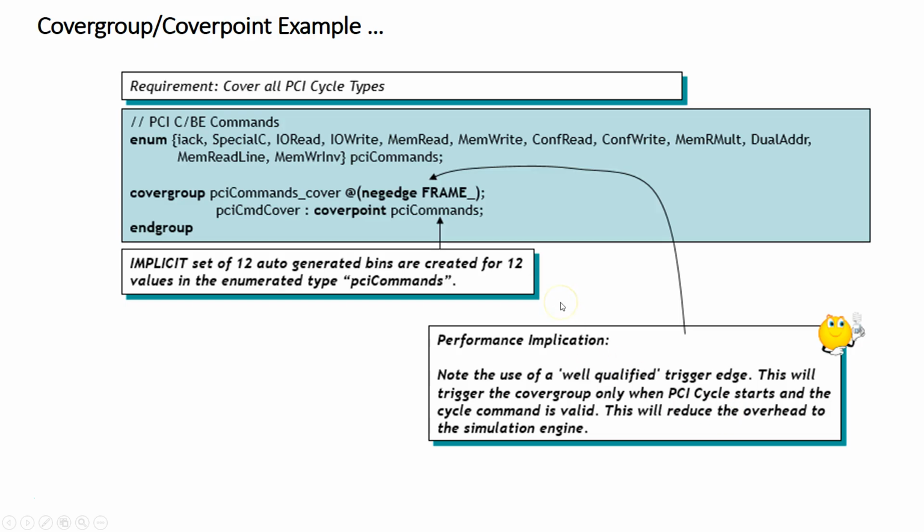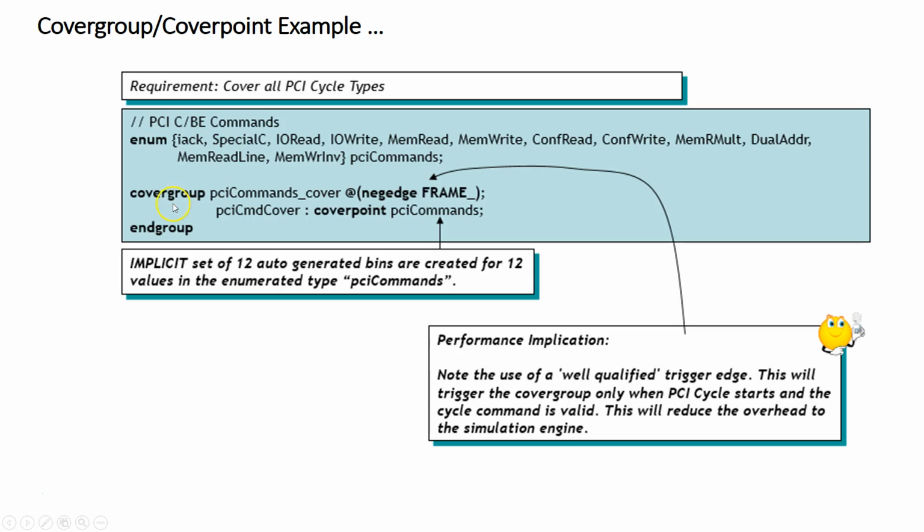Now let's look at an example of how we can use a cover point. So I have an enum, and I'm from the old-fashioned parallel PCI bus, which you may or may not be familiar with. But a PCI bus has a lot of different cycle types: IAC, IO read, IO write, mem read, mem write, and so on and so forth. So I have created an enum with these 12 different cycle types and given it the name PCI commands.